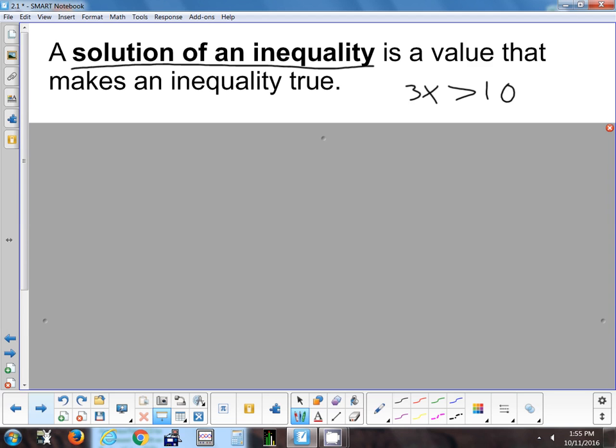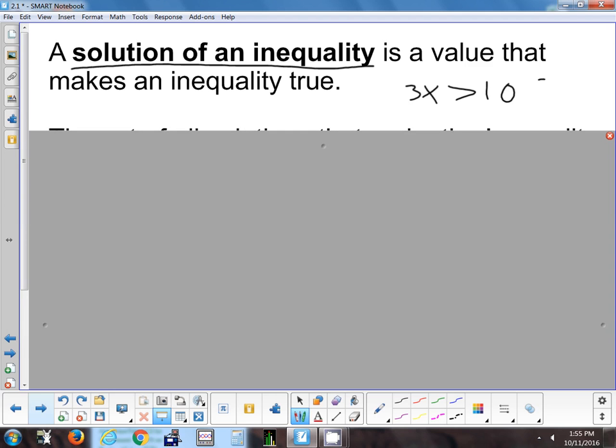Well, what's another number that's a solution? 7. Yeah, 7. 3 times 7, that's 21. 21 is greater than 10. Okay, any of these numbers that you guys are saying are solutions. How about if you had something like this? 3x equals 12. 4. What's another solution to that?